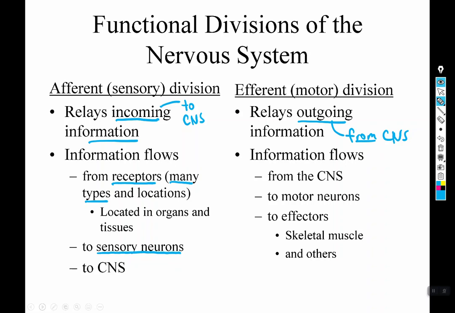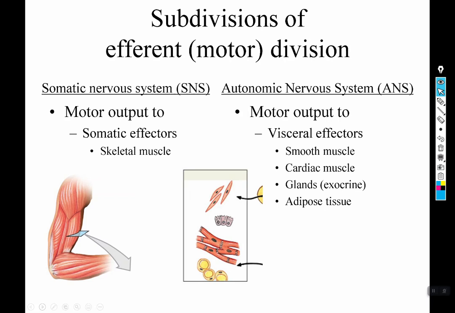So in the motor division, information is going to flow from the CNS to motor neurons. And you're probably now used to thinking of motor neurons as being only to skeletal muscle, but there's lots of other effectors. So remember all the other kinds of muscle tissue, both cardiac and smooth, and glands and fat. So motor neurons are not only for skeletal muscle, they're also for other stuff. Okay, so within the motor division, we can divide that division by the effectors that it affects.